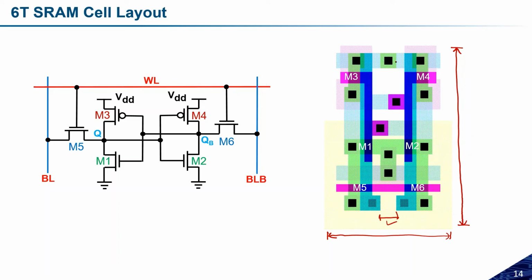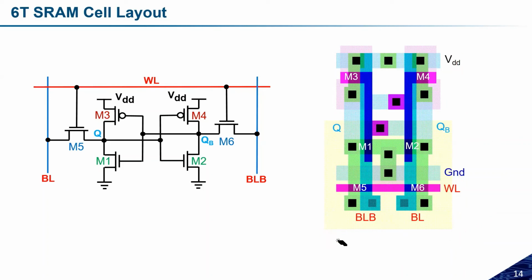The proper arrangement of transistors plays a major role, and for that the stick diagram is important. So first make the stick diagram of all the circuits we have, then convert it into the layout. So this is the layout of the 6T SRAM cell. These are some of the terminals: this is M5 and M6, where we have connected the word line. The other terminals are BL and BLB, and the Q and QB nodes. This is how the layout of the 6T SRAM cell will look.